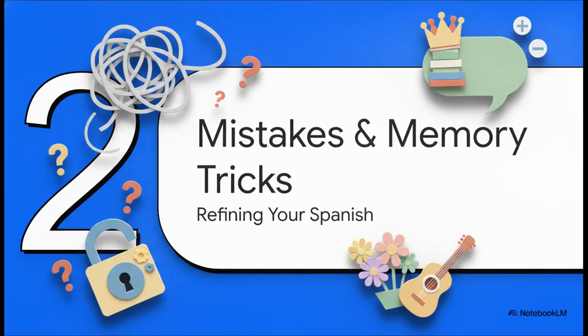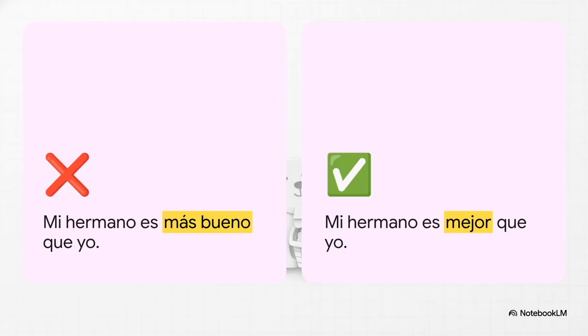All right, let's refine this a bit and look at some common mistakes and memory tricks to keep you right on track. Okay, I'll play the student making the mistake. Profe, mi hermano es más bueno que yo. Oh, red X. Remember our irregulars. Bueno changes completely. The green check version is, mi hermano es mejor que yo. You would literally never say más bueno.